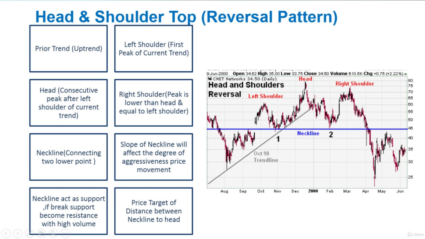As we see in the human body, there is a left shoulder, there is a head, and there is a right shoulder. The left shoulder and the right shoulder are at the same form or the same levels. The right shoulder is lower than the head, and the left shoulder is also lower than the head, but it is followed by the head.